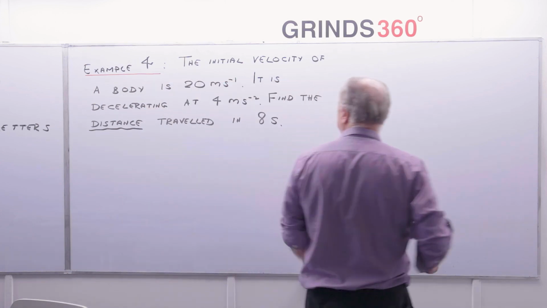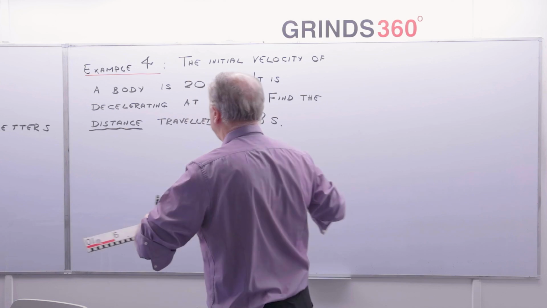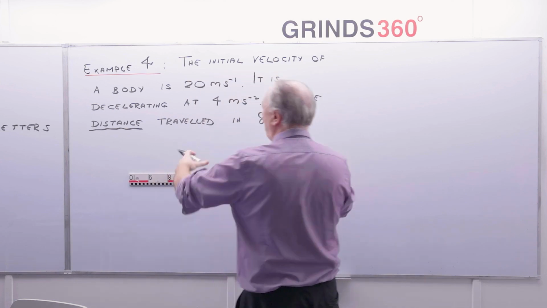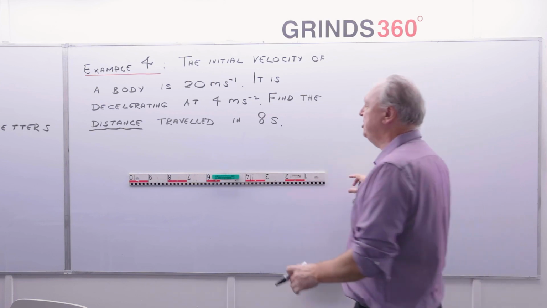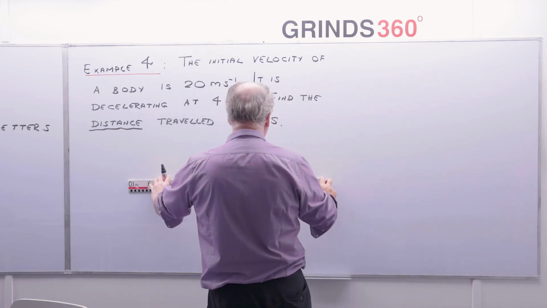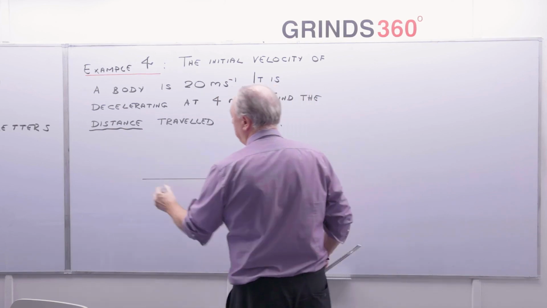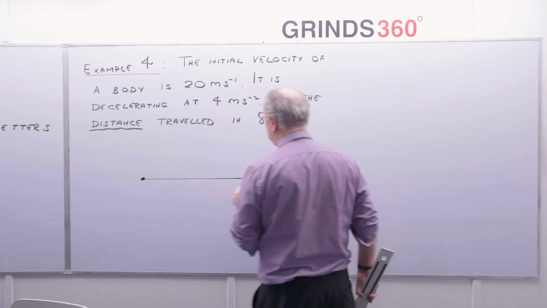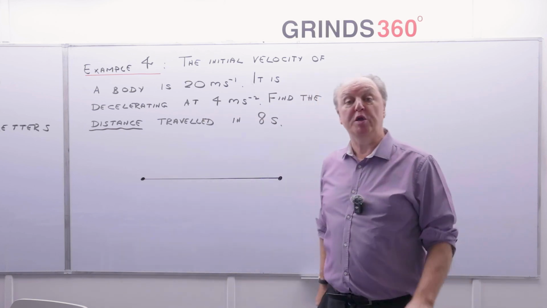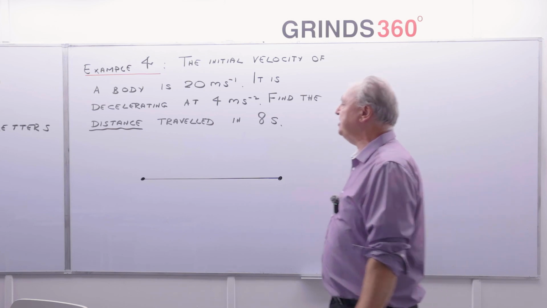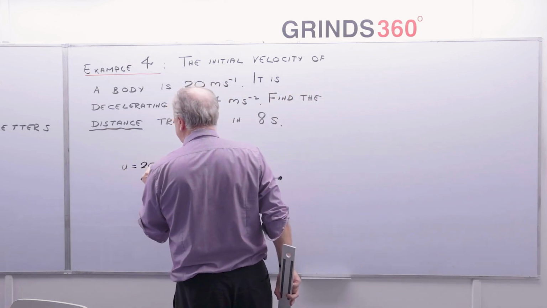So there's my question. Again, draw a simple diagram, which is just a straight line. You can always turn the maths and the words into a simple diagram where everything's in front of you, and then it's much easier to proceed and solve the problem. So here's my simple diagram, a straight line. So what do I know? I know the initial velocity, we call that u, is 20 meters per second. So it starts here with a speed of 20 meters per second.